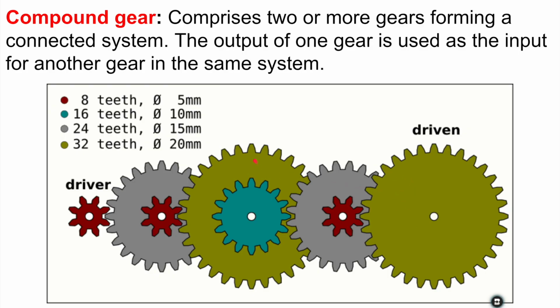And again, this teal and green colored gear would be attached. This red and this gray colored gear would be attached. And they're stacked on top of each other, which you can kind of see in this picture. And that's what makes them a compound gear system.